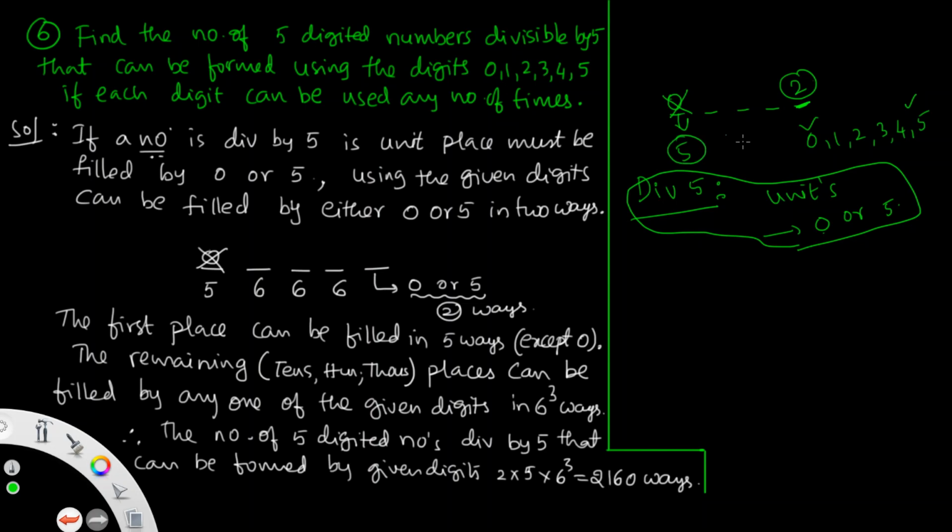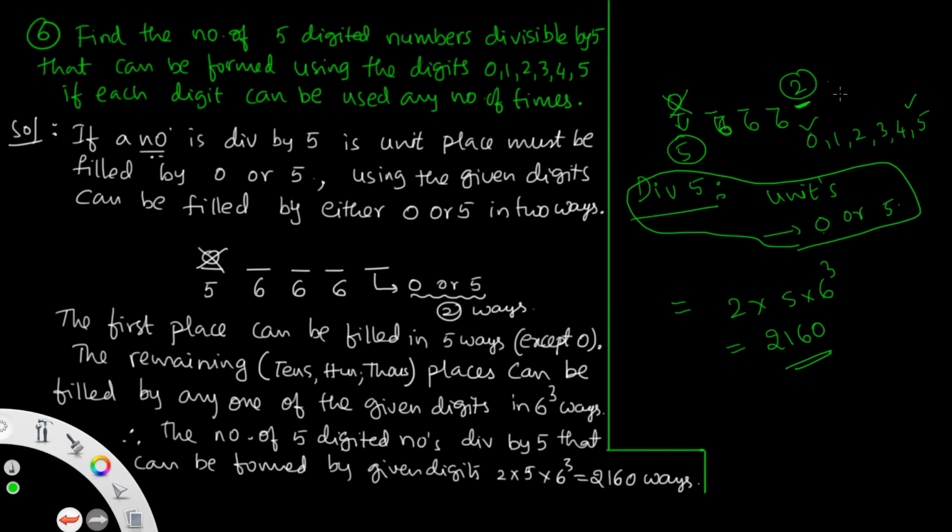Any number can be done in a maximum of 5 ways, and the remaining three places can each be filled in 6 ways. So that is 6 letters. This is also 6 ways. This is also 6 ways. Total number of ways is 2 into 5 into 6 cube ways. That is 216 into 10. That is 2160 ways.